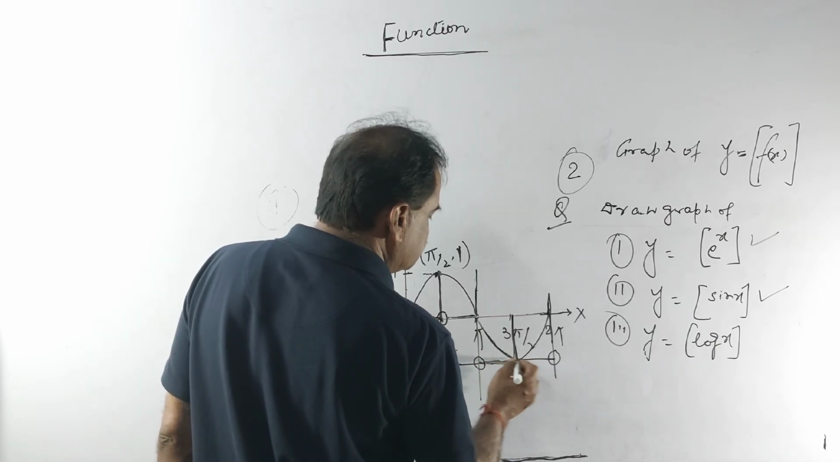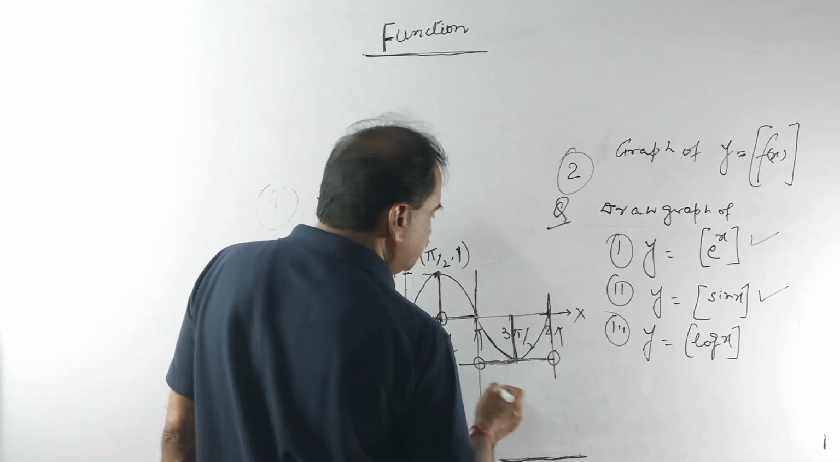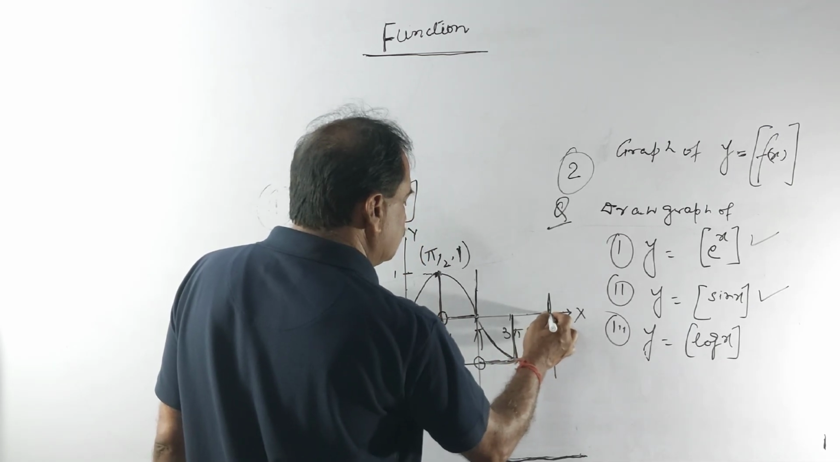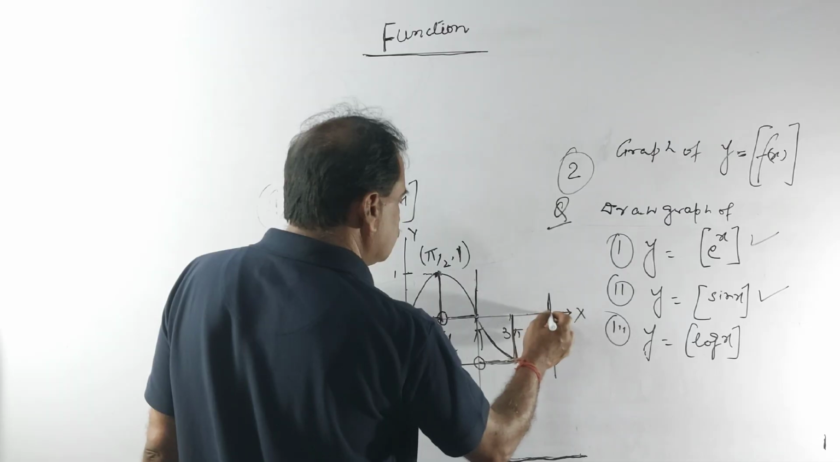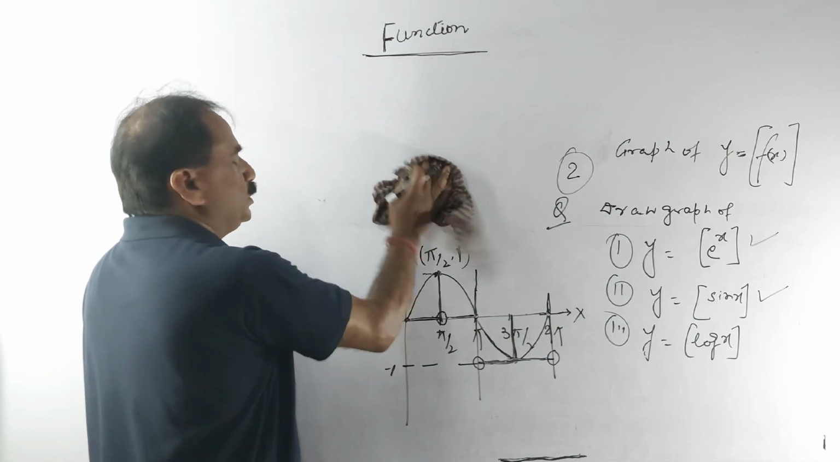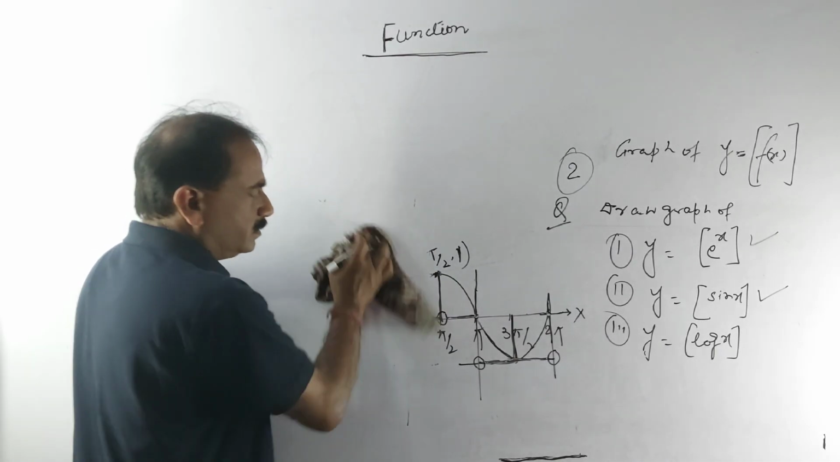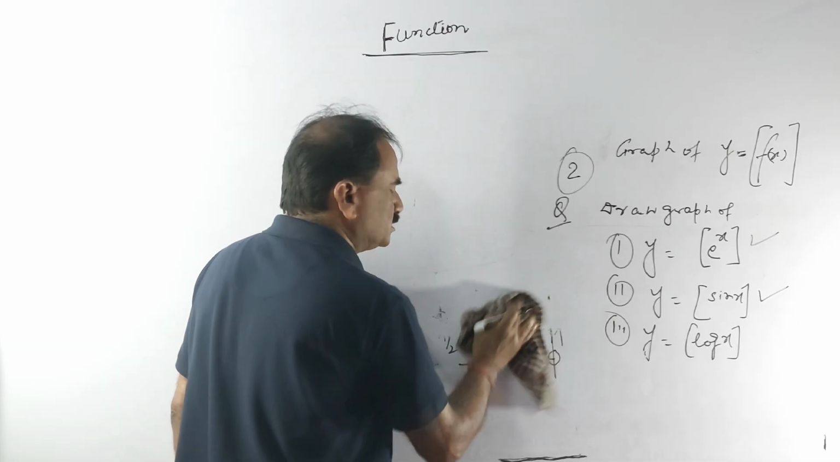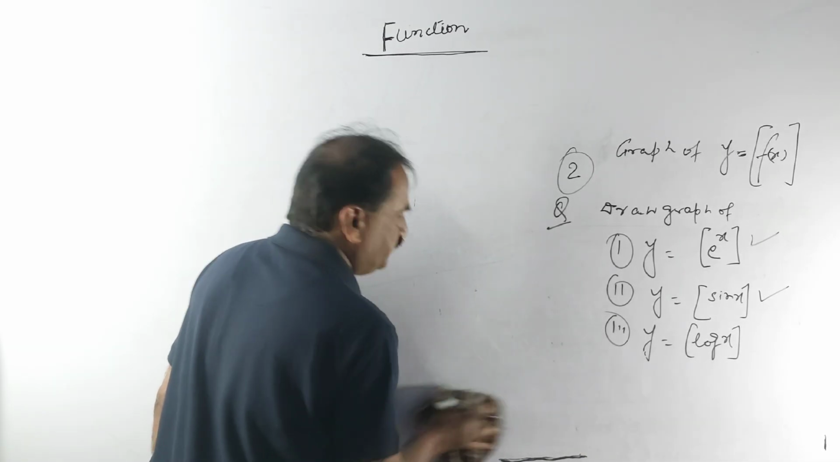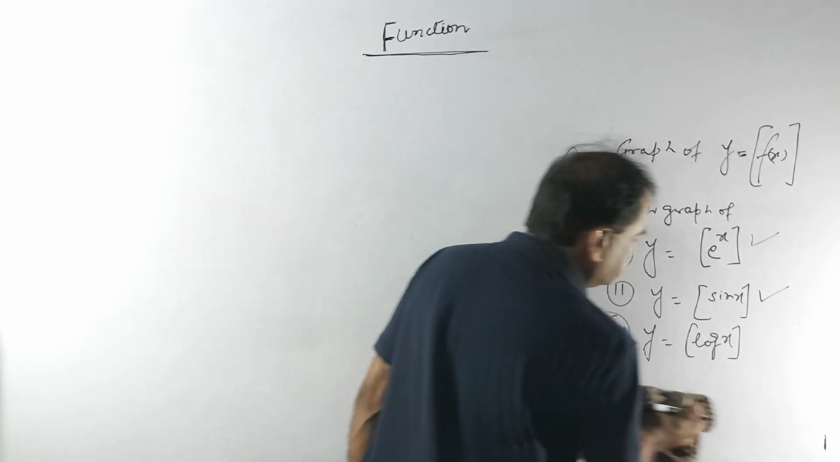This portion is the graph, this portion is the graph. Only the line is the graph. This point must exist in the graph, but this point is excluded. To denote the portion of the graph, we will use a different color in the next class, from the very next class.